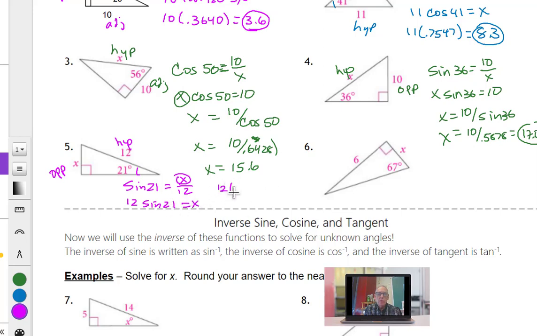Now from the table, the sine of 21 is 0.3584. That's 12 times the sine of 21, which is 0.3584. And that gives us 4.3, rounded off to one decimal place.